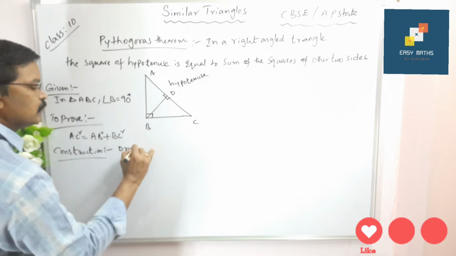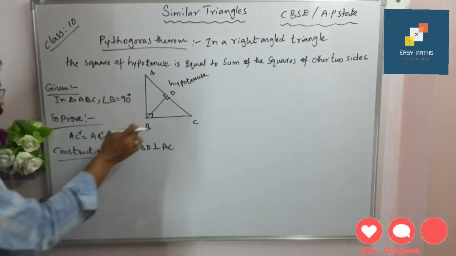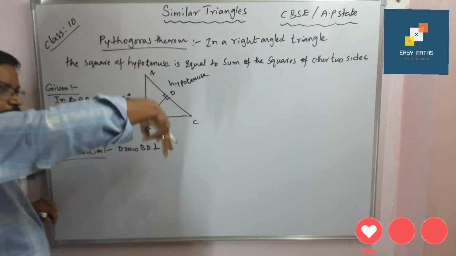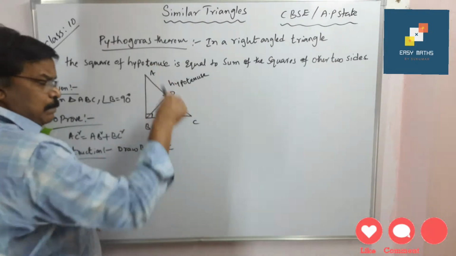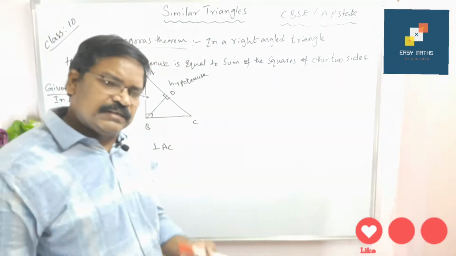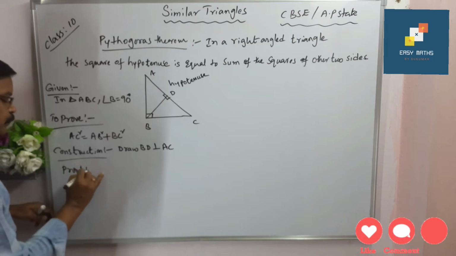Draw BD which is perpendicular to AC. Just draw BD that is perpendicular to AC. So these two are perpendicular, that means which makes an angle 90 degrees. Okay, coming to the proof, my dear students.